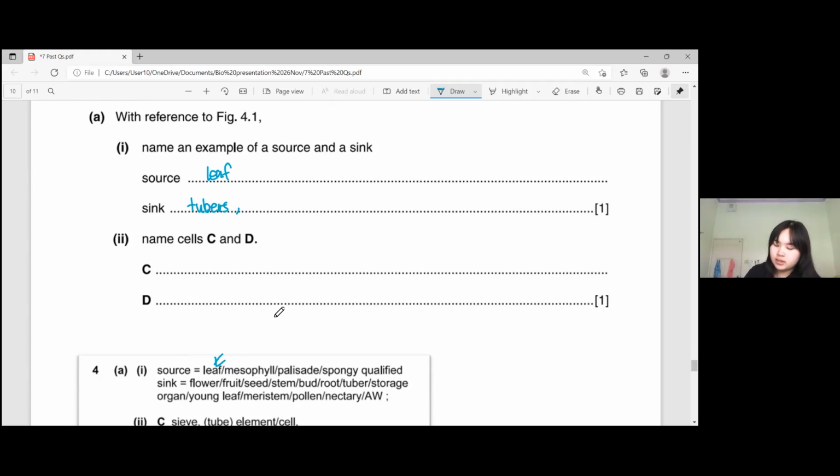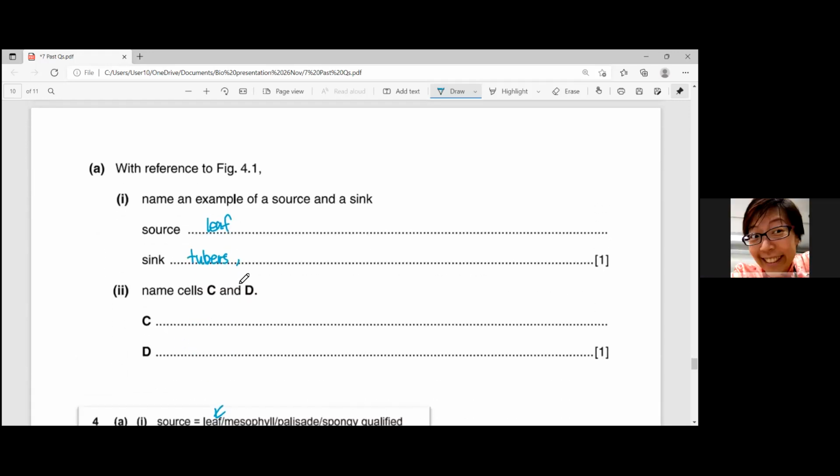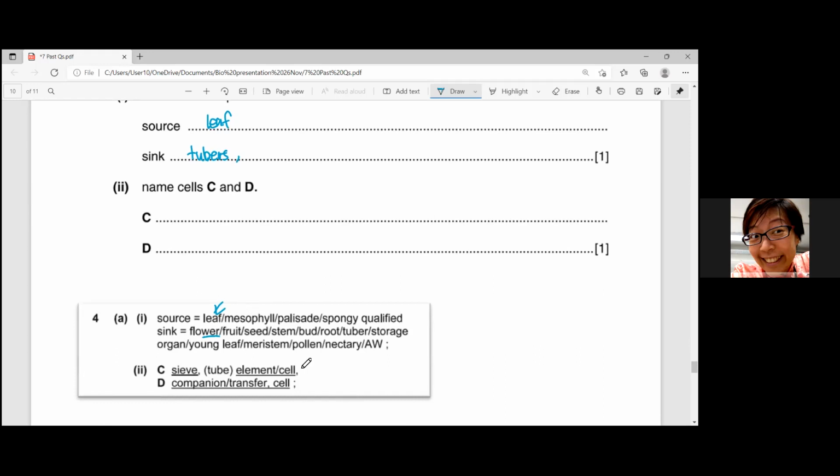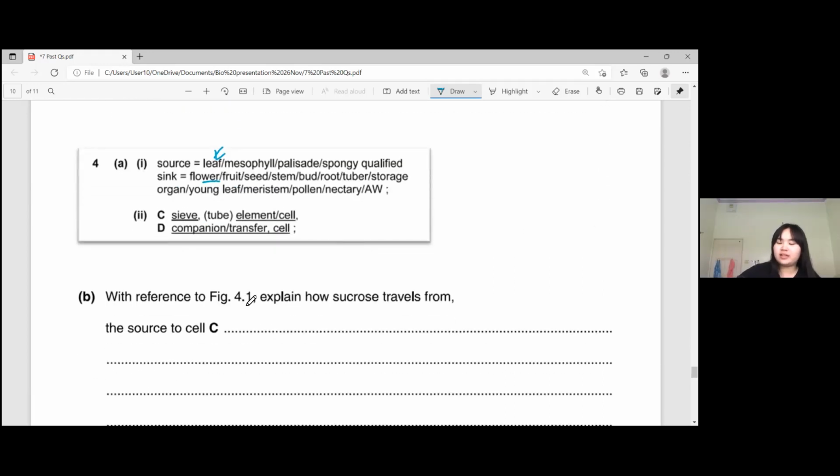And the sink is the fruits, the flower, the fruit seeds, and others, which cannot produce the substances that are needed by themselves. So they need to receive from the leaf where it is produced. Okay, thanks. Then we move on to the next one.